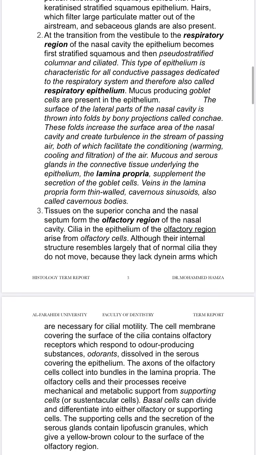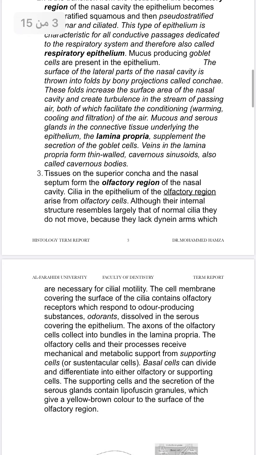The mucous and serous glands in the connective tissue underlying the epithelium, the lamina propria, supplement the secretion of the goblet cells. Veins in the lamina propria form thin-walled cavernous sinusoids, also called the cavernous bodies. Tissues on the superior concha and the nasal septum form the olfactory region of the nasal cavity.